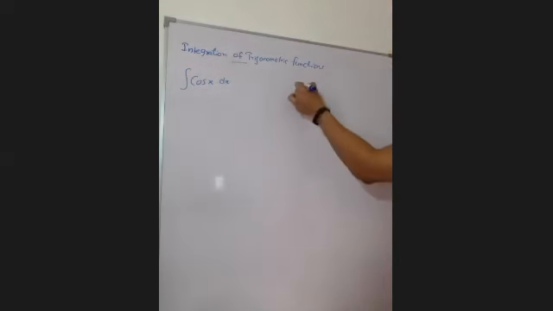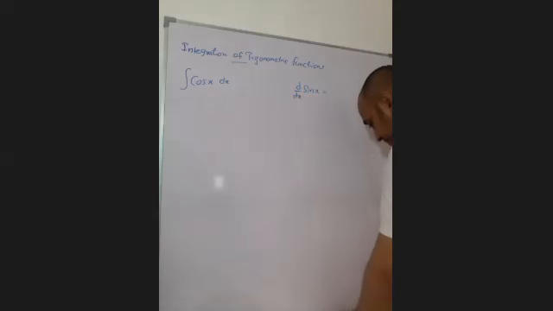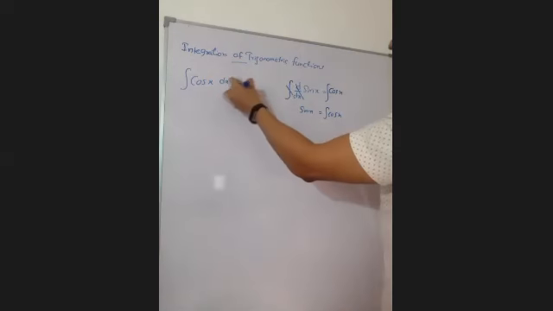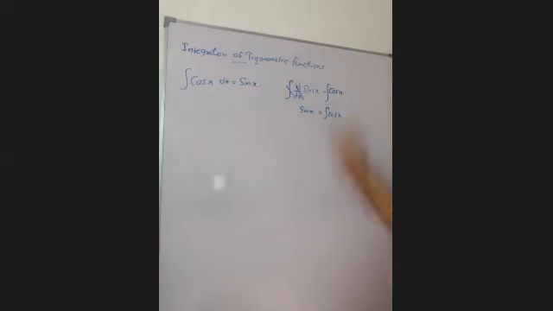We know that if you differentiate sine x, what is that answer? What is the differentiation of sine x? We already learned this. Cos x. Then if you integrate both sides, what happens? The differentiation and integration get cancelled, and integration of cos x becomes sine x. So the answer is sine x. That's the first trigonometric integration formula we are supposed to learn.